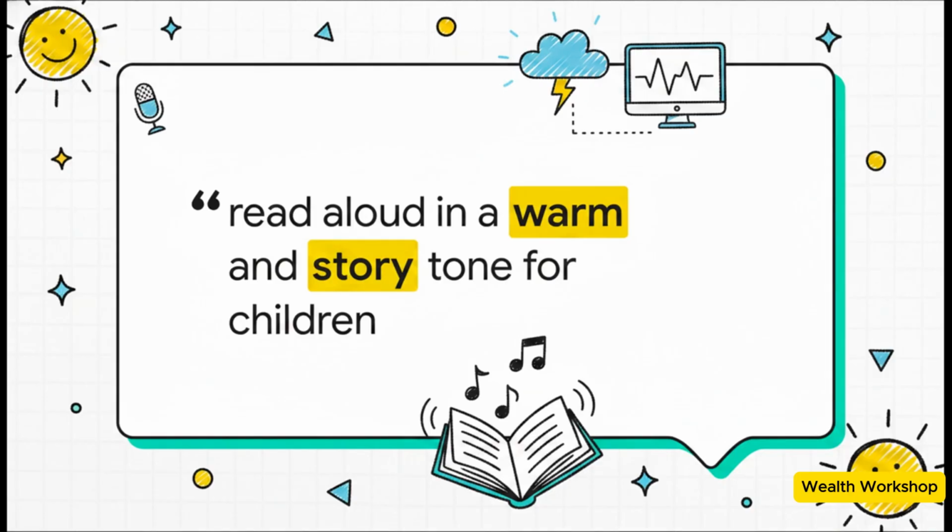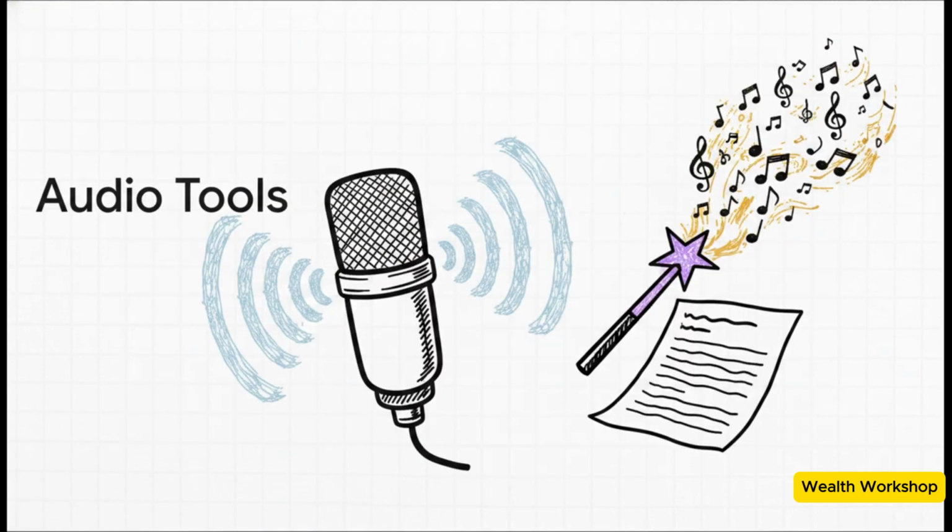For the voiceover, head over to Google AI Studio. Click on the playground, select speech and music, and type in this exact prompt. Read aloud in a warm and story tone for children. Then just paste in your Section 1 story script. Make absolutely sure you select the Gemini 3.1 TTS model for this. I'm telling you, the quality of this text-to-speech genuinely blows some of the insanely expensive paid tools completely out of the water.